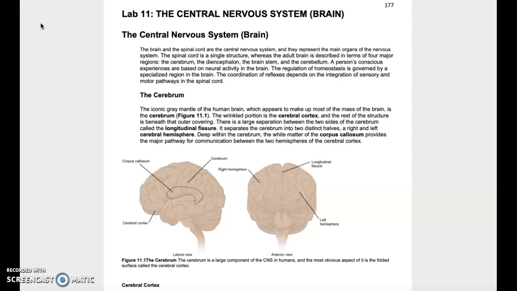The largest structure, containing 83% of the brain's mass, is of course the cerebrum. The cerebrum is most commonly recognized by the gray enveloping surface of the brain. Within the cerebrum is the wrinkled structure called the cerebral cortex.